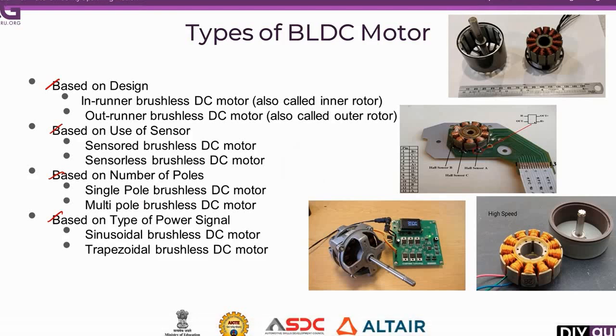Then comes the number of poles, single pole and also multiple pole BLDC motor. Based on the power signal, which is very important, we are using two types. One is sinusoidal, another one is trapezoidal brushless DC motors.